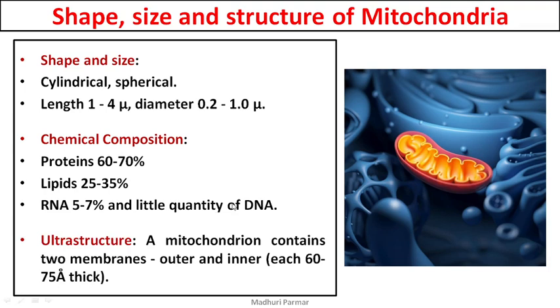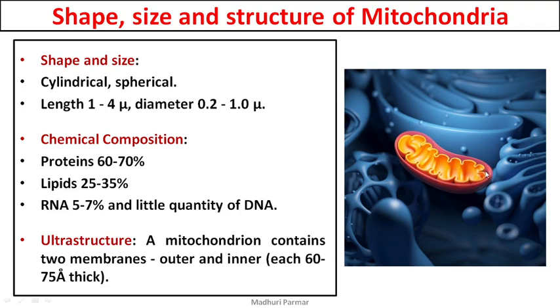Then let us talk about the ultrastructure. I told you ultrastructure we were only able to find out after we figured out how to use an electron microscope, and through the electron microscope we were able to see these finer structures. Ultrastructure meaning the detailed structures. So mitochondrion consists of two membranes, outer and inner. Each membrane is 60 to 75 angstrom thick.